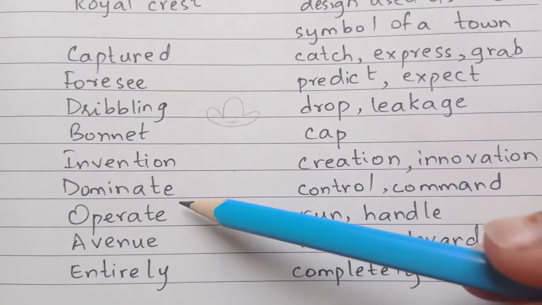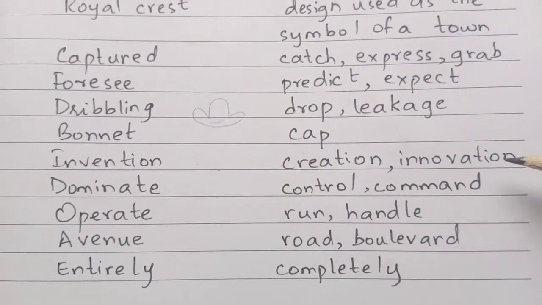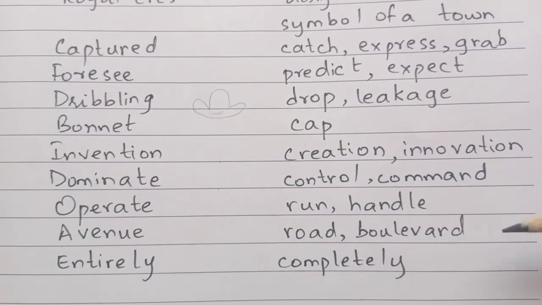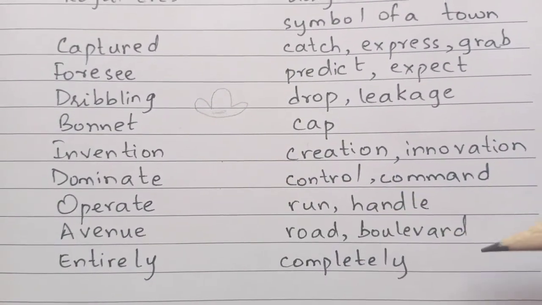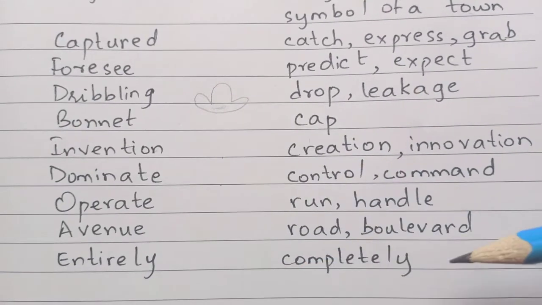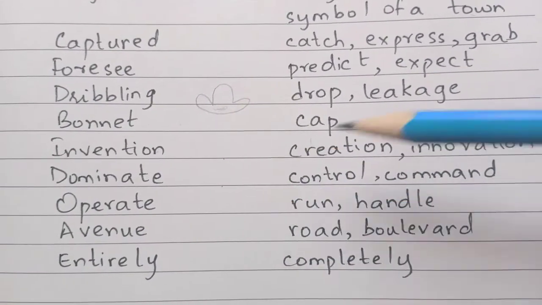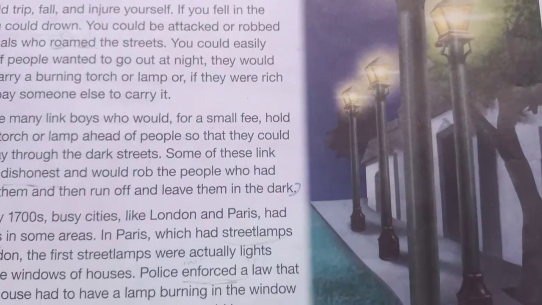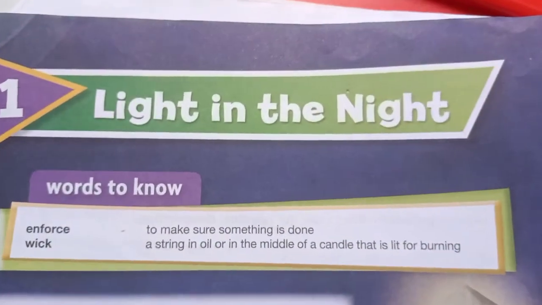Invention means creation, innovation. Dominate means to control, to command. Operate means to run, to handle something. Avenue is a road, a boulevard. Entirely means completely. So here, students, we have completed the explanation part of this chapter, Light in the Night.